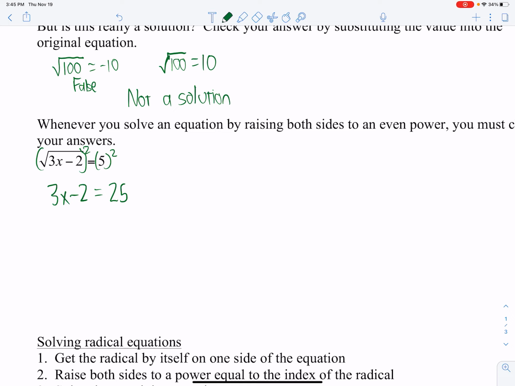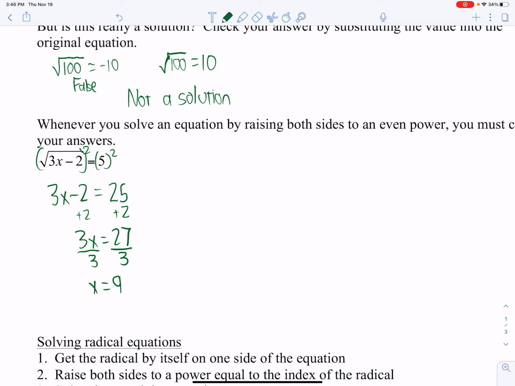And now that the root's gone, it's just a regular algebra equation. You would add 2 to both sides, and we get 3x equals 27. To finish, you divide both sides by 3, and we end up with x equals 9.